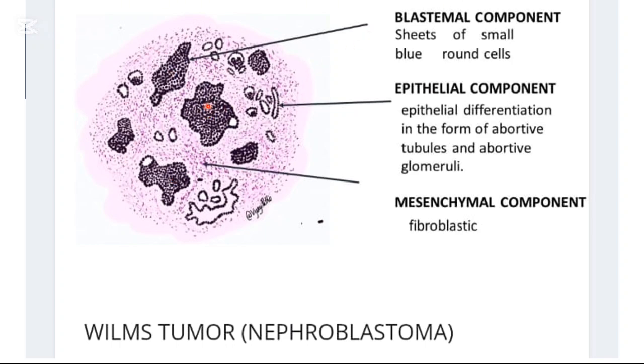This is very important. We have many tumors having round blue cells, and they are grouped together under the heading of round blue cell tumors, and this is a very important viva question both at undergraduate and postgraduate level. In epithelial component, we have primitive forms of tubules and glomeruli, abortive tubules and abortive glomeruli. In mesenchymal component, we have fibroblastic proliferation all over the tissue. The pink one, the fibrous one, mesenchymal component.